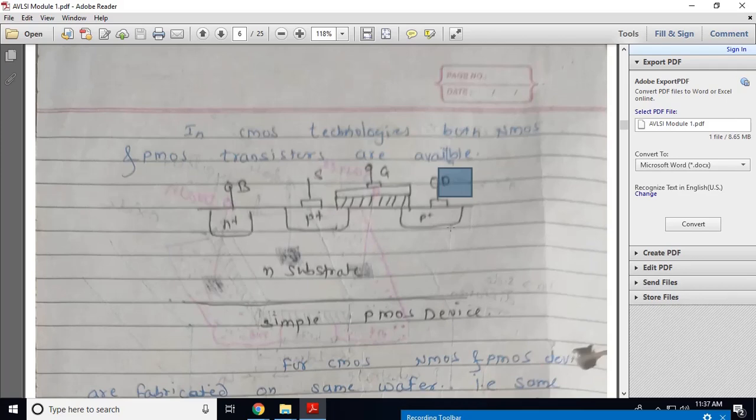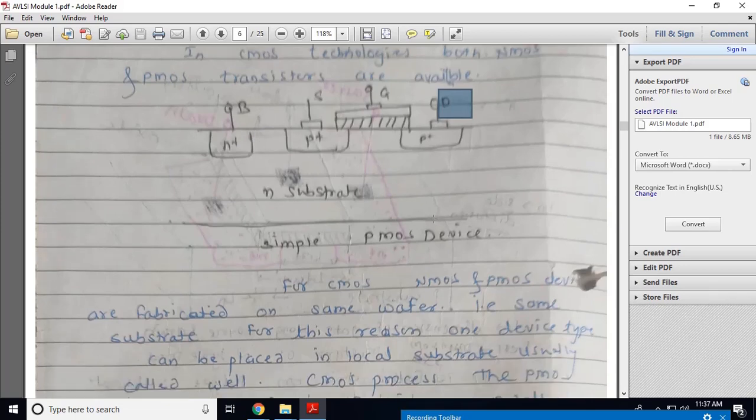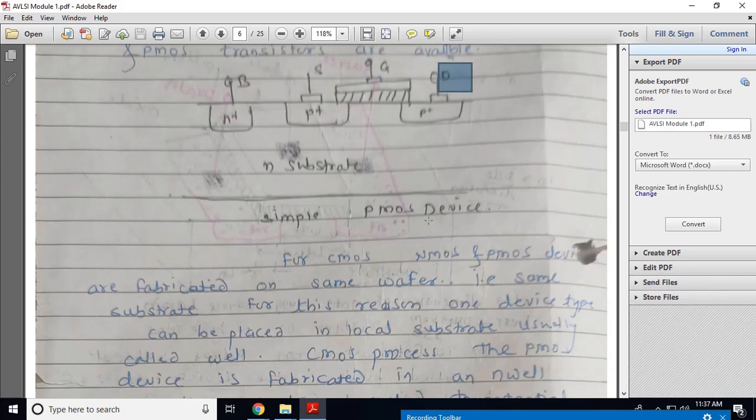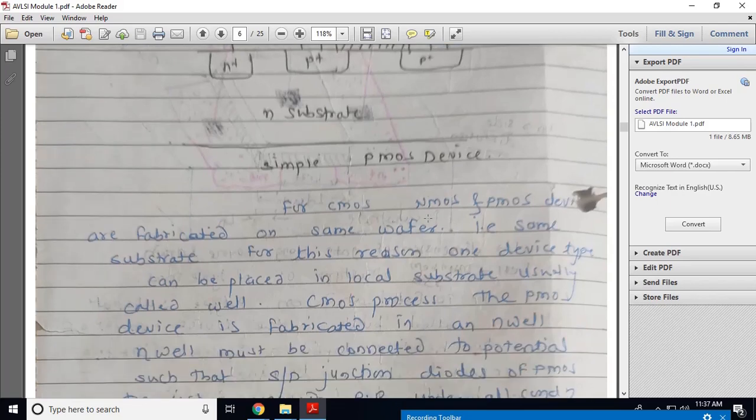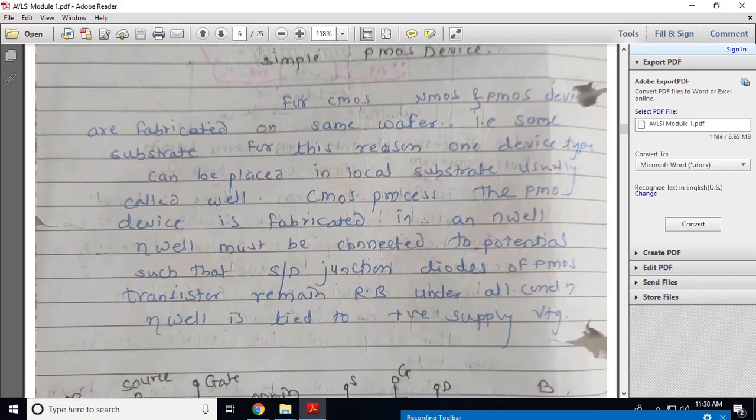So for a CMOS, NMOS and PMOS devices are fabricated on the same wafer, that means the same substrate. For this reason, one device must be placed in a local substrate, which we call a well. In the CMOS process, the PMOS device is fabricated in an N well. The N well must be connected to a potential such that the source and drain junctions of the PMOS transistor remain reverse biased under all conditions.